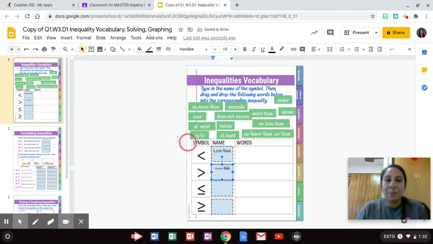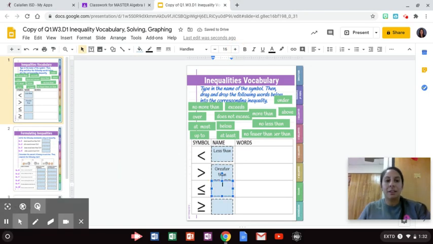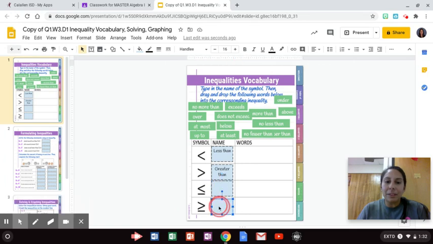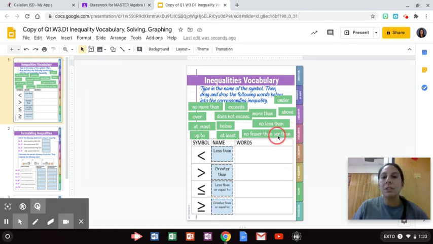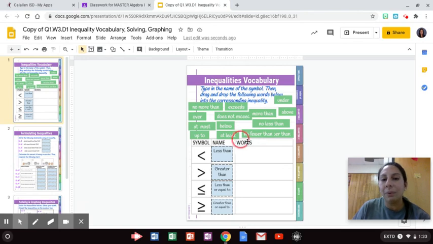On the third box, this symbol is less than or equal to. On the last box, that symbol right there is greater than or equal to. What I want you to do now is to see if you can figure out where these words would go.